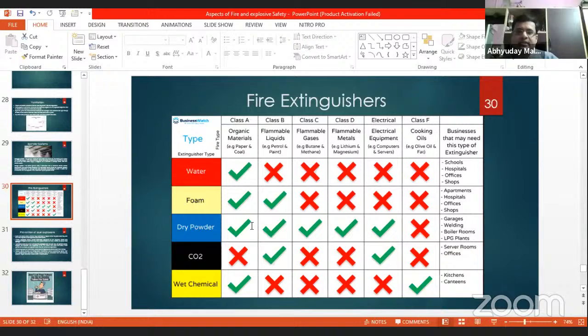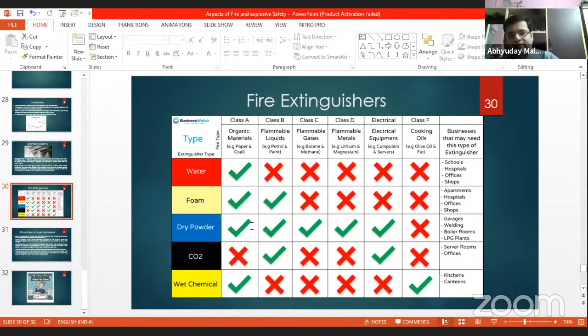Electrical class E fires are electrical fires, that is fires that result from electrical equipment. And class F fires are fires when cooking oils burn, like olive oil, fat, sunflower oil, or any of these oils. When they are burnt, those are class F fires.